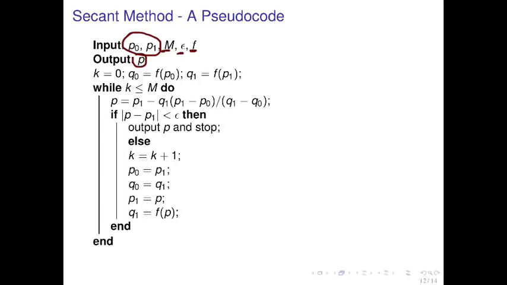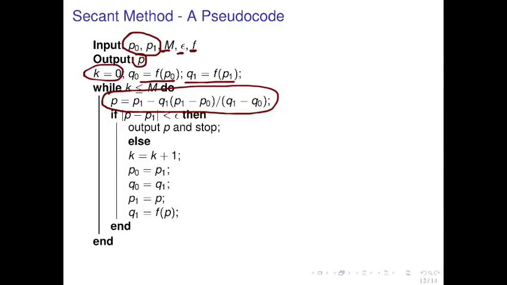For simplicity of notation, let q sub 0 be the function value at p sub 0 and q sub 1 be the function value at p sub 1. As long as the iteration is less than or equal to the maximum number of iterations, we're going to go through the secant method estimate to produce the update p.